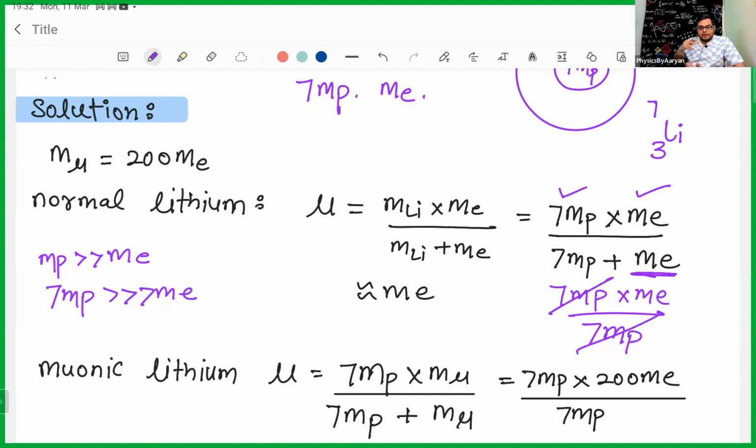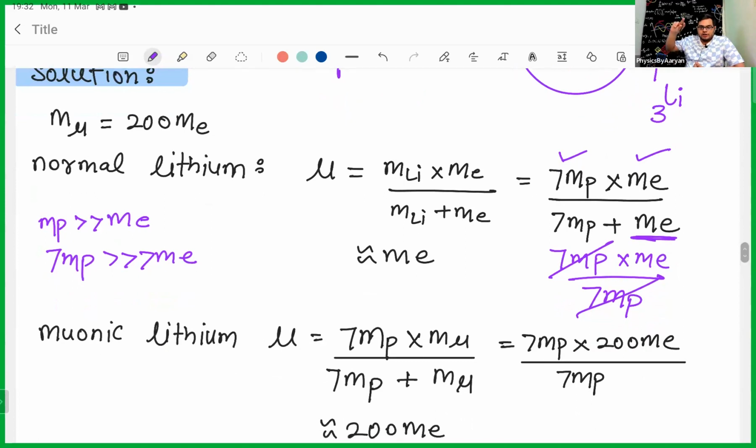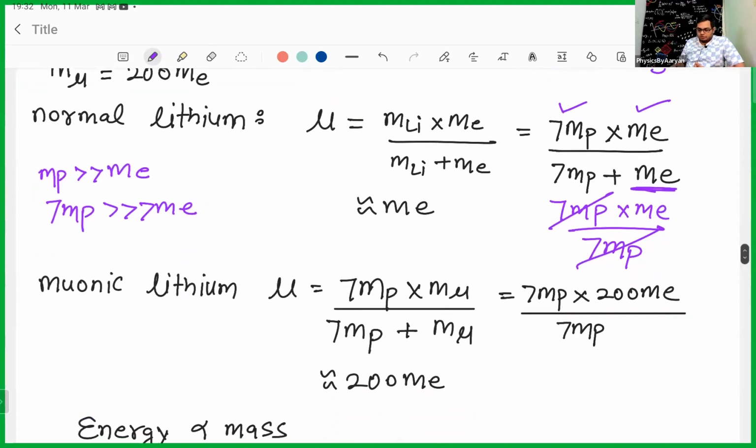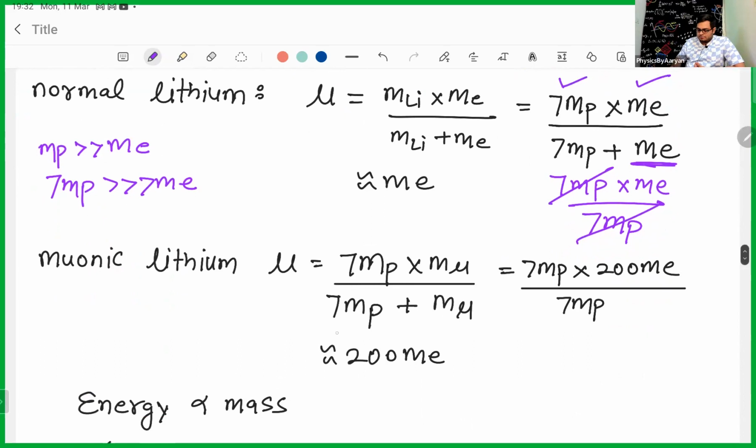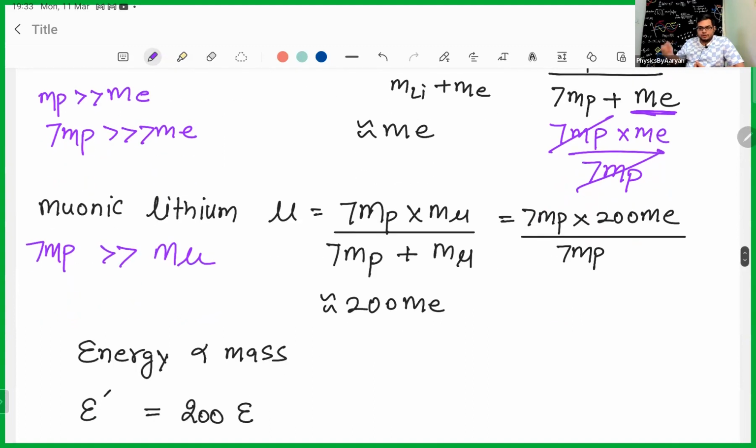Now let's go to the muonic lithium. When you replace your electron with the muon, your nucleus is still the same, 7 times mass of proton. But now instead of electron, you have a muon. So you have mass of muon divided by 7 times mass of proton plus mass of muon. Now 7 times mass of proton is much greater than mass of muon, so again I can neglect this. I get 7 times mass of proton, which I can cancel again. So the reduced mass I will get is 200 times mass of electron.